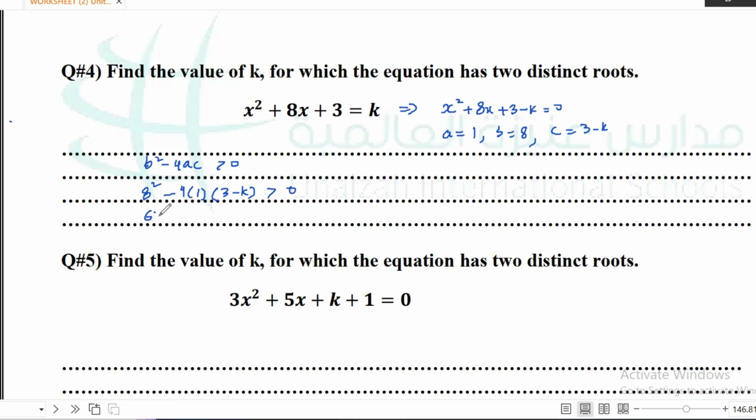So 8 squared gives us 64, minus 4, we can multiply inside. 4 threes are 12, minus minus plus 4k, which is greater than 0. Next step, 64 minus 12 gives us 52 plus 4k greater than 0. So 4k greater than, if we take 52 to the other side, it would be minus 52, and then k greater than minus 52 over 4, which gives me k greater than minus 13. So for the discriminant b squared minus 4ac greater than 0, the value of k is greater than minus 13. I hope it is clear.